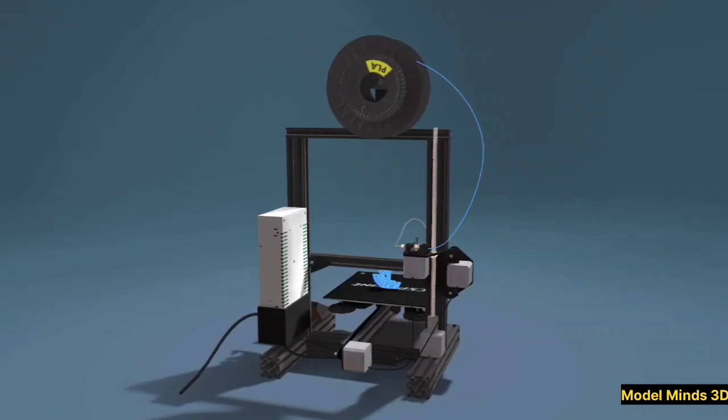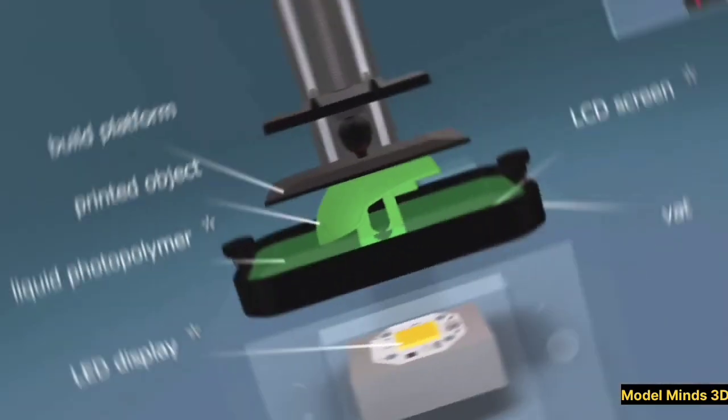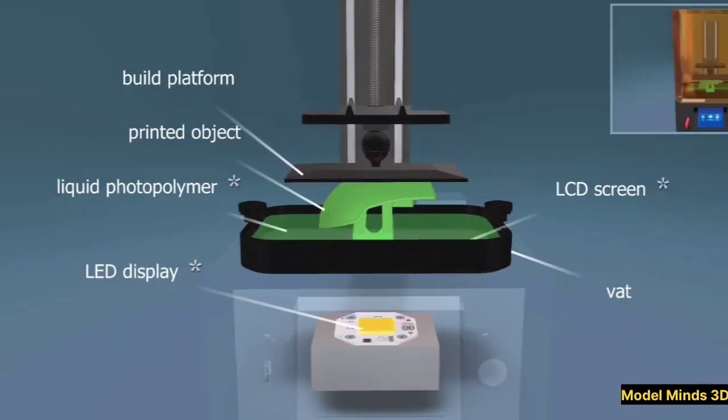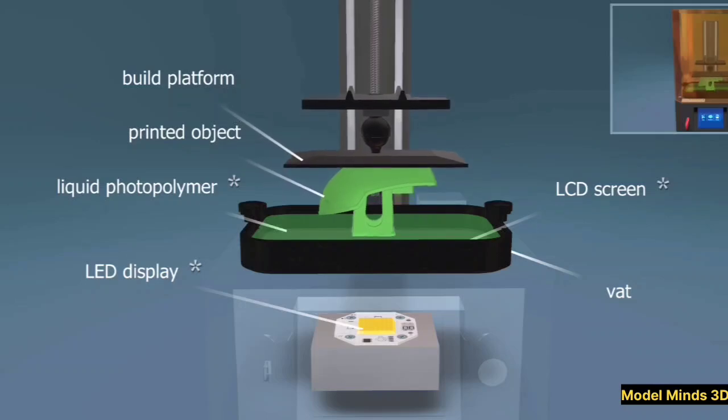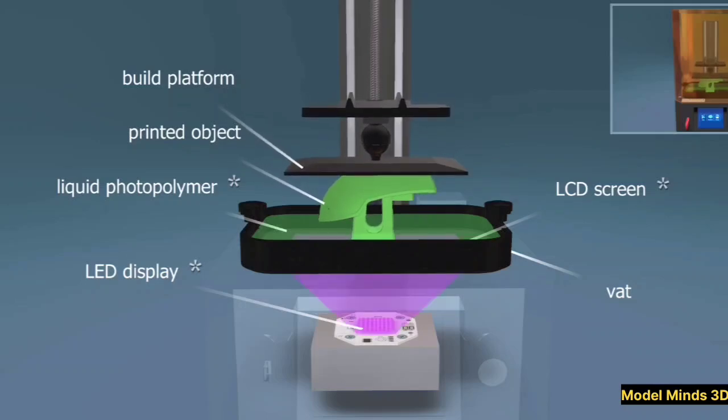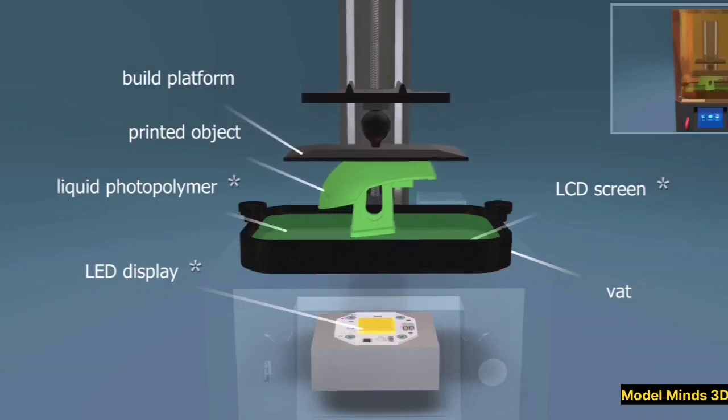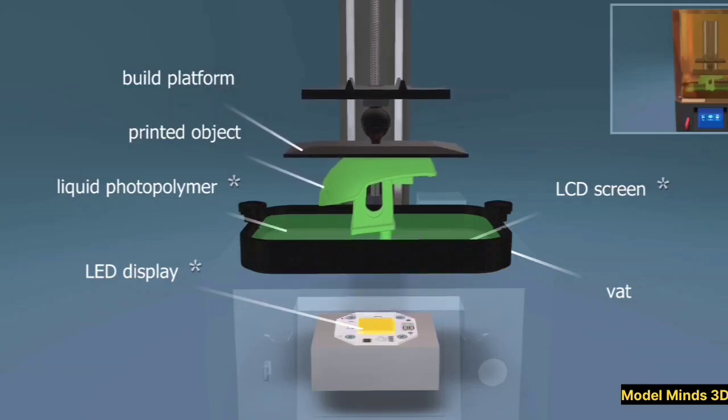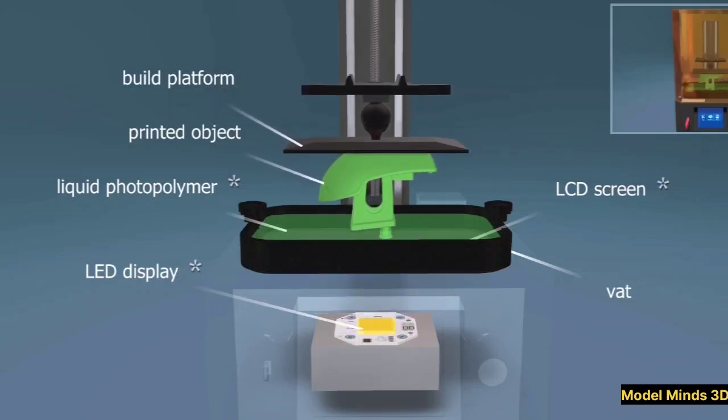LCD resin printing, photopolymerization. Next, we have LCD resin printing, which uses photopolymerization to create highly detailed prints. In this process, liquid resin is cured layer by layer using UV light from an LCD screen.